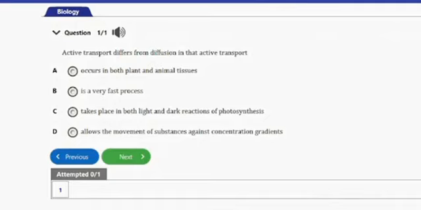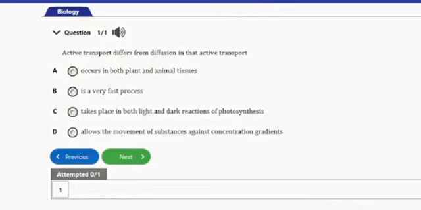The question here says, active transport differs from diffusion in that active transport: A, occurs in both plant and animal tissues. B, is a very fast process. C, takes place in both light and dark reactions of photosynthesis. D, allows the movement of substances against concentration gradients.